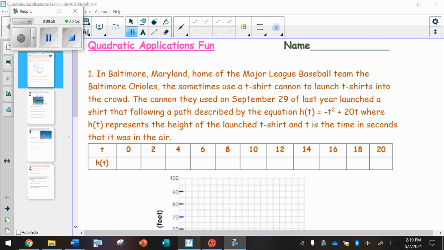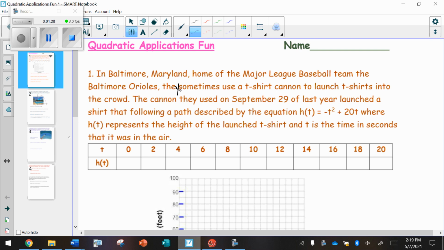In Baltimore, Maryland, home of the Major League Baseball team, the Baltimore Orioles, they sometimes use a t-shirt cannon to launch t-shirts into the crowd. The cannon they used on September 29th of last year launched a shirt that followed a path described by the equation h of t equals negative t squared plus 20t, where h of t represents the height of the launched t-shirt and t is the time in seconds that it was in the air.